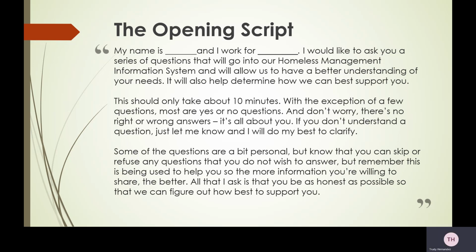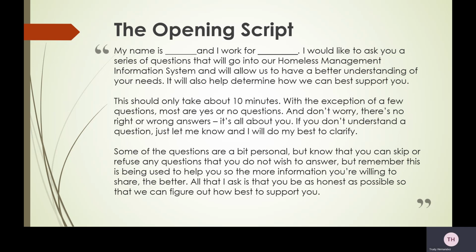Let them know that any question can be skipped or refused. So they do not have to, even if they agree to do the survey, if there's a question that makes them uncomfortable, they can say, I don't want to answer that. Let's move on. Let them know where the information is being stored.